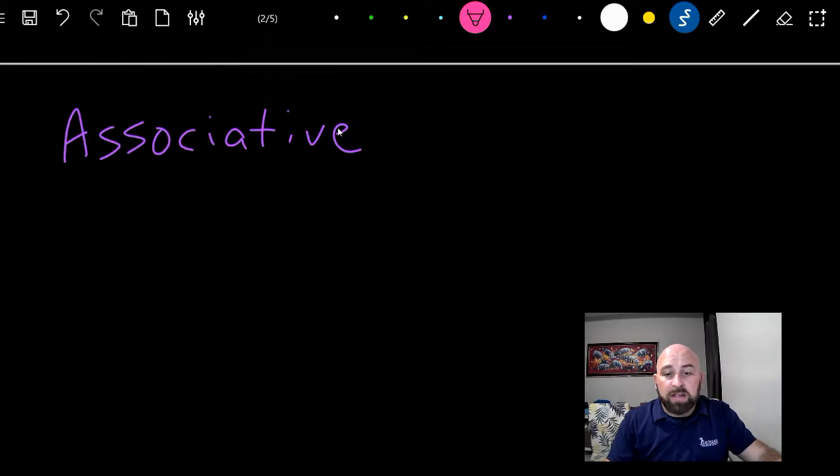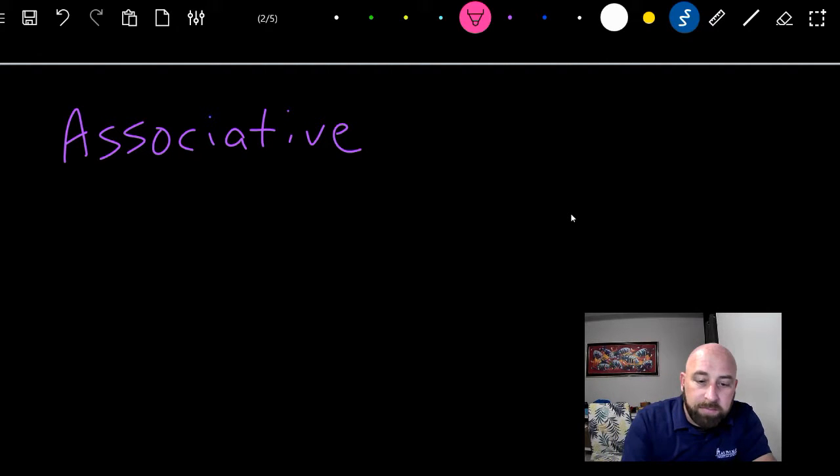All right, the next word that I want to talk about is the associative principle, the associative. The word sounds like what it actually is. When you associate with someone, that means that you hang out with them. That means that you're in their group, okay? You're together with them because you associate with them. All right, so here's what it means in math. Let's do it with numbers first.